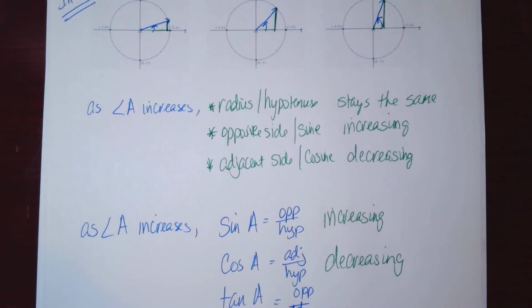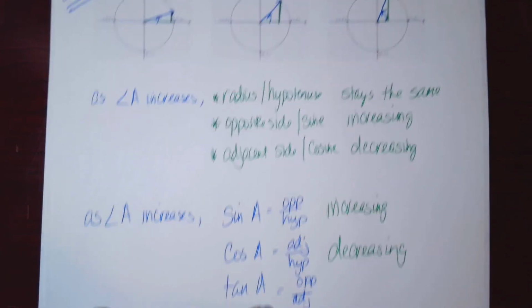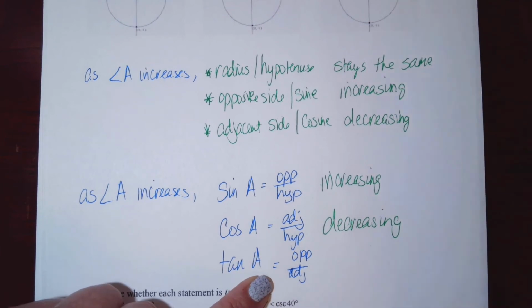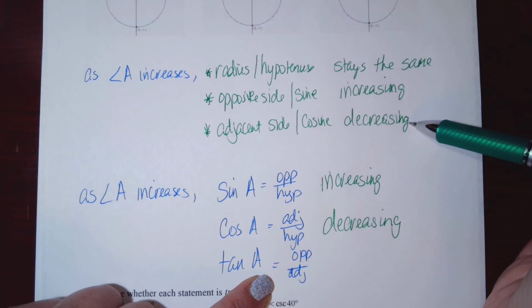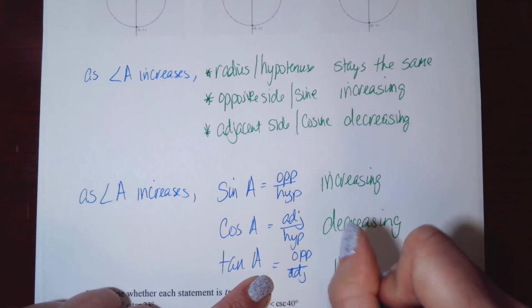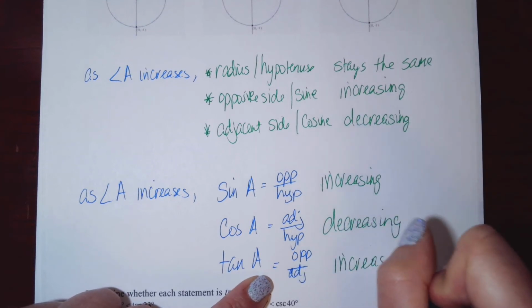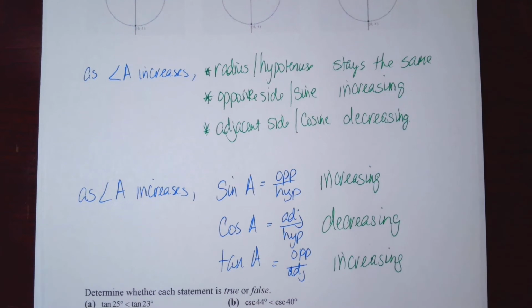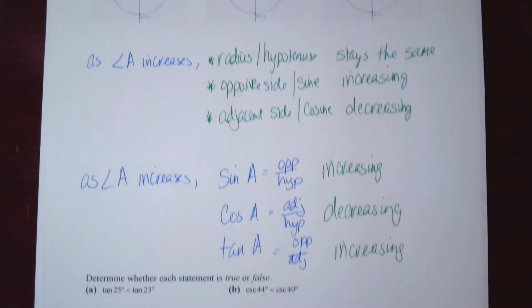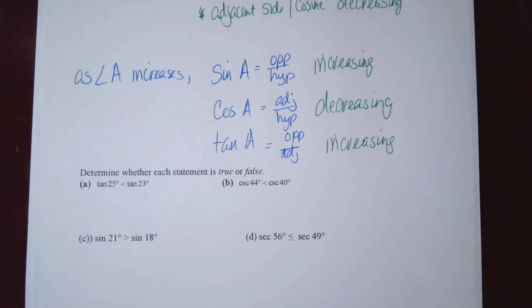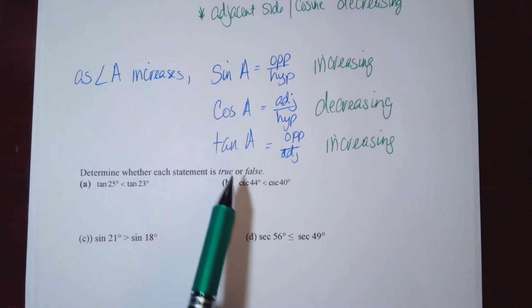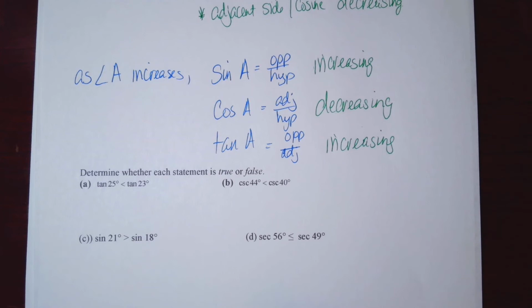And then if I look at tangent, tangent is opposite compared to adjacent. Well, if that opposite side is increasing and the adjacent side is decreasing, then my tangent function value is also increasing through quadrant 1. Okay, now how are we going to use that? We're going to use this information to figure out whether each statement is true or false.